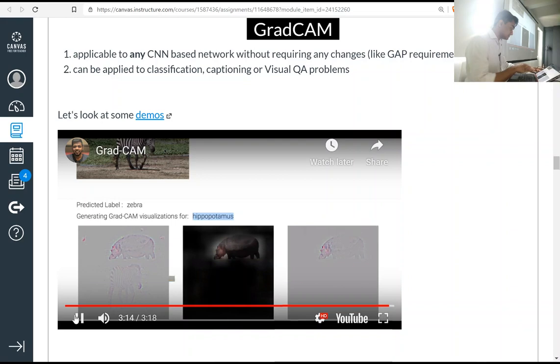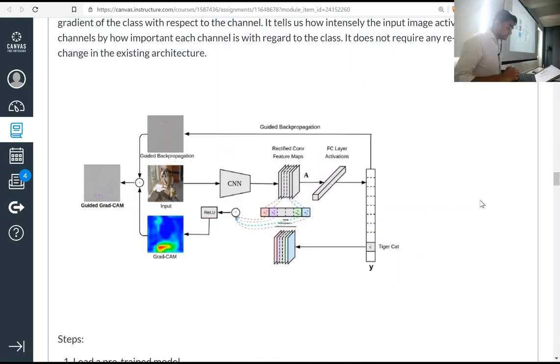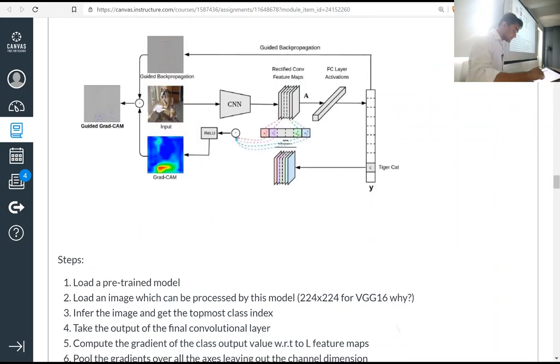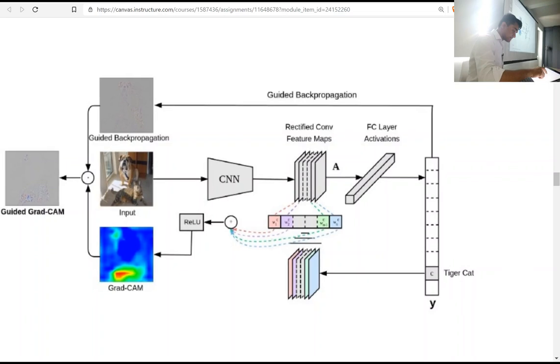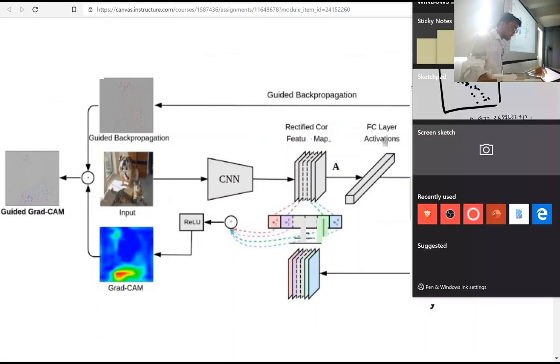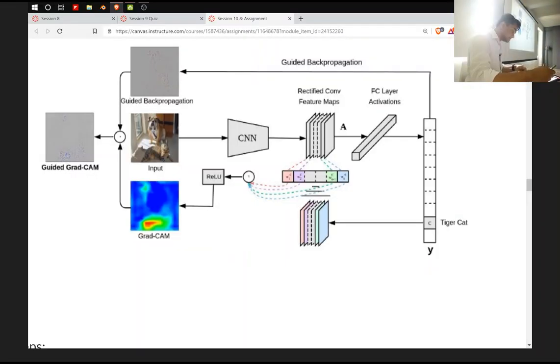This is what it can do. Let's see how it does that. Now, the algorithm is very simple, and we're going to look at some of the steps. It was highly recommended that you do the assignment so you can understand this in an easier way.